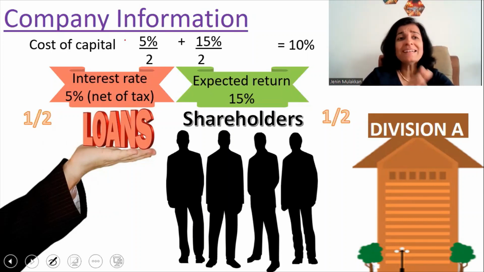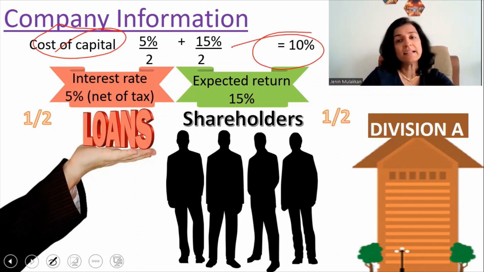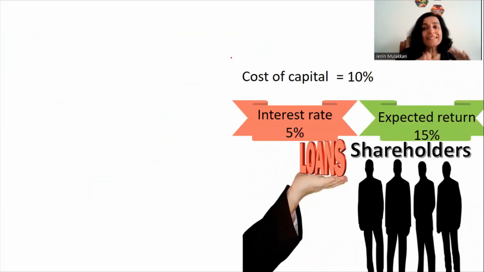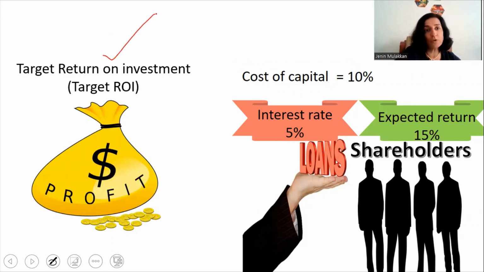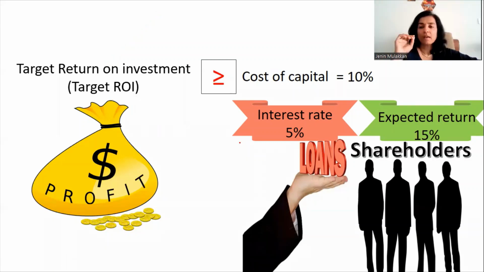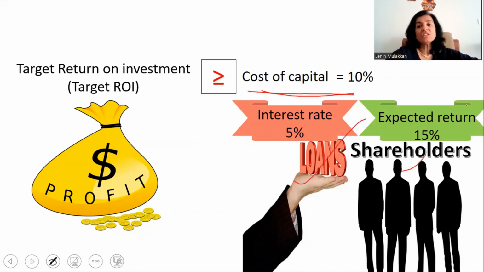Now here, you don't need to understand how this cost of capital has been calculated. Just understand the meaning of cost of capital. What is the meaning of cost of capital? It is the cost that the company incurs for the funds that it has borrowed, either by way of long-term loans or by way of shareholders' equity. Since the cost is 10%, the profits made out of this capital invested should definitely be above 10%, or the target return on investment, also known as the target ROI, should be greater than or equal to the cost of capital. So in short, cost of capital is the minimum return that the company has to generate out of its capital. Only then their lenders and shareholders will be happy.